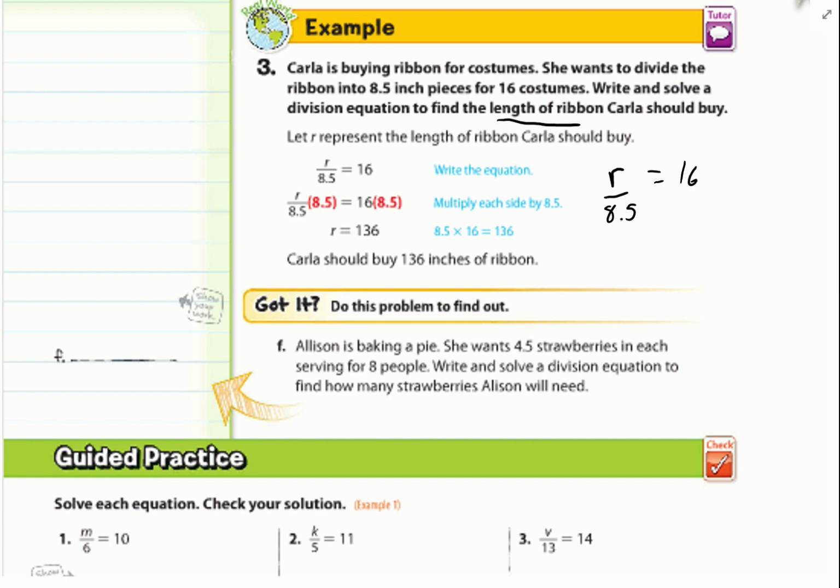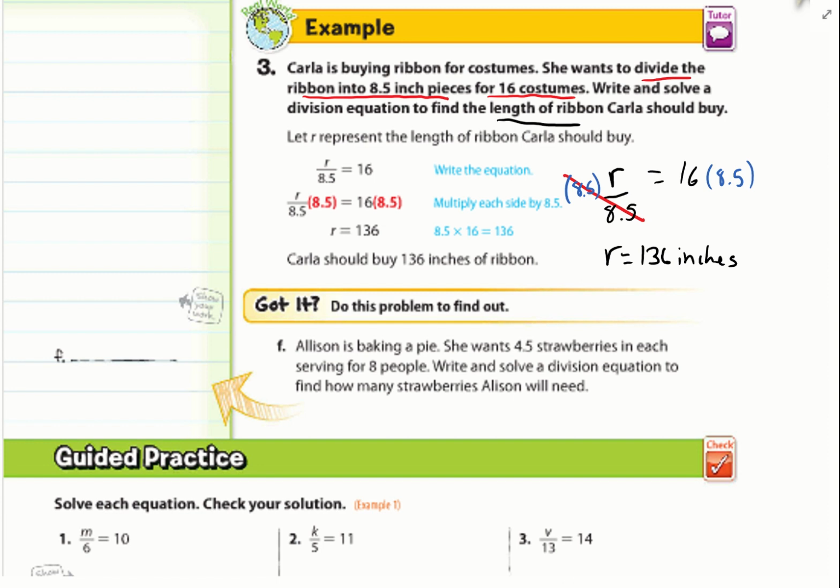So we're just kind of dissecting this. We're looking for length of ribbon, and I know I'm dividing. It says divide into 8.5-inch pieces, and that's going to equal 16 costumes. So we're going to multiply 8.5 to each side. Those cancel. So the amount of ribbon we're going to need is 136 inches of ribbon.